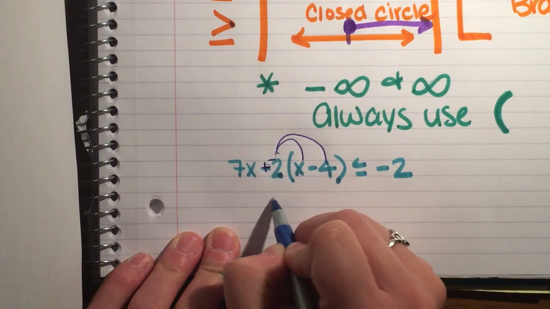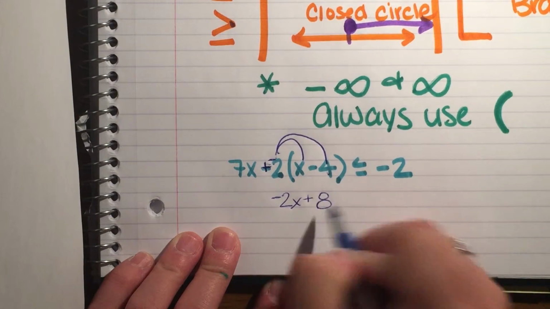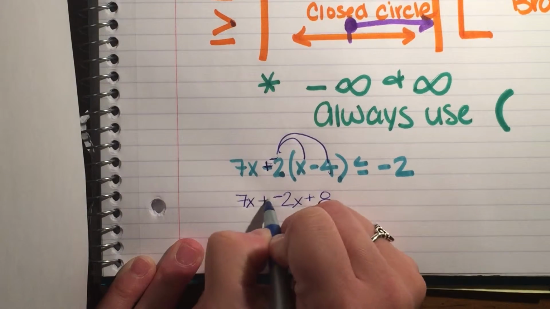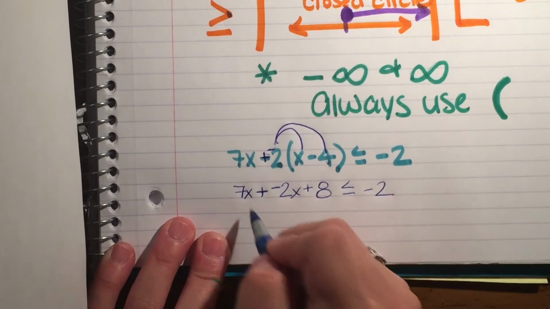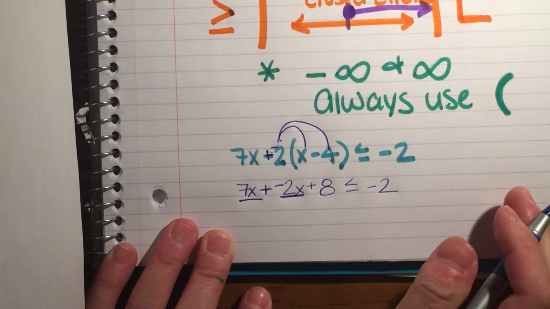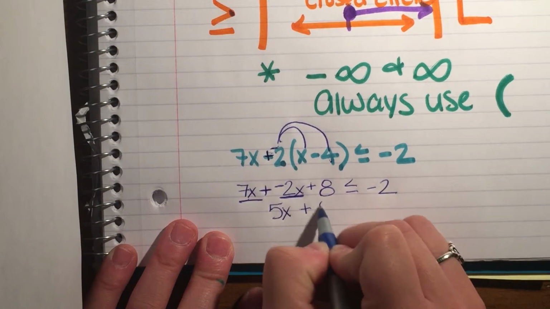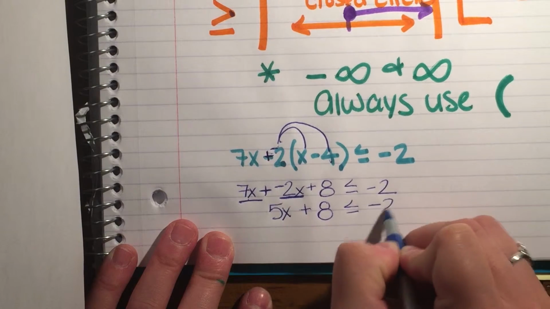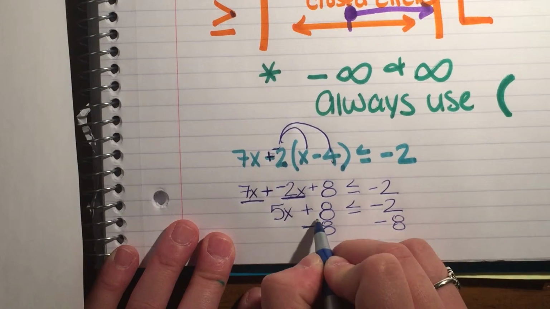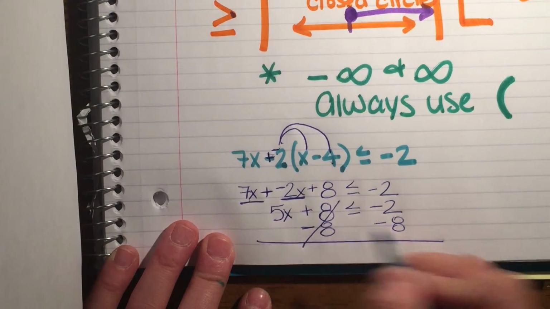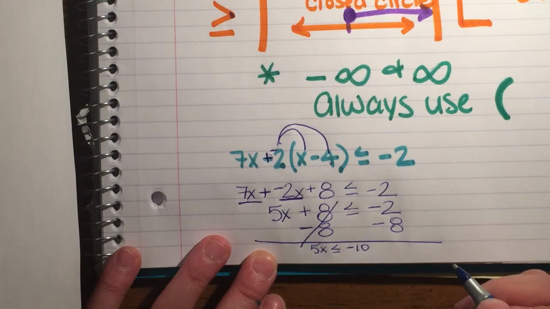So negative 2 times x is negative 2x. Negative 2 times negative 4 is plus 8. And as you know, I like to rewrite everything else. Now I'm going to combine like terms, and I underline them. 7x plus a negative 2x is 5x, plus 8 is less than or equal to negative 2. Now I'm going to subtract my 8 to move it over from the left to the right. This cancels out, and I'm left with 5x is less than or equal to negative 10.